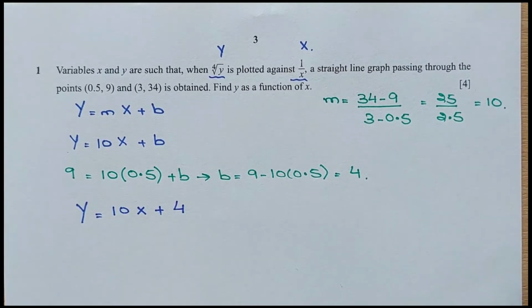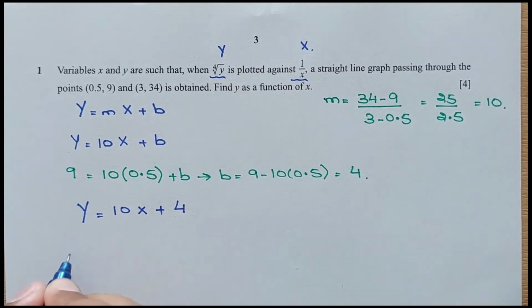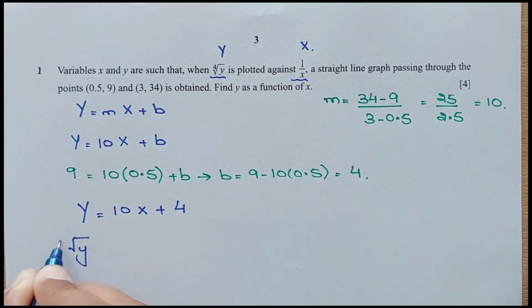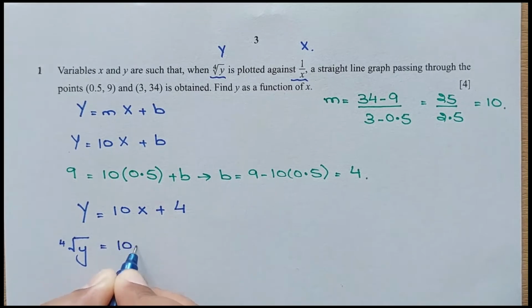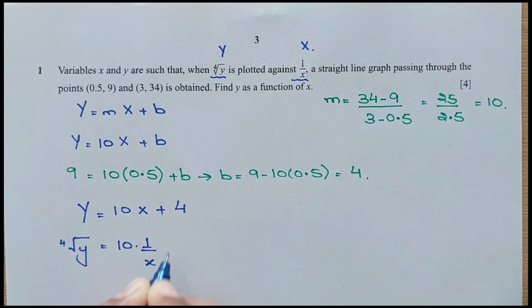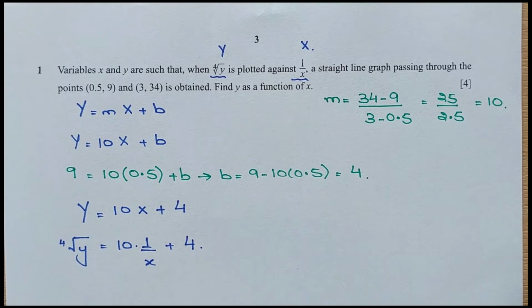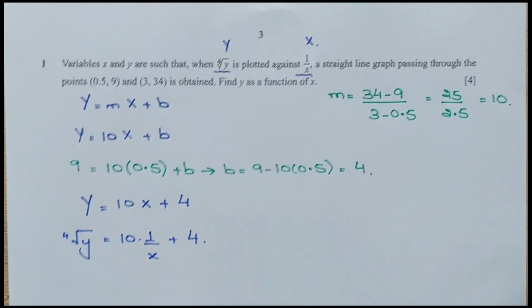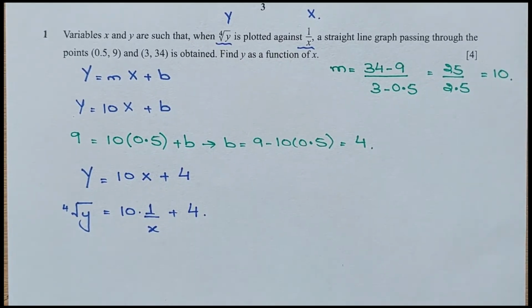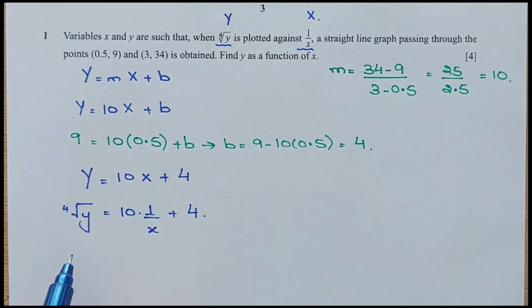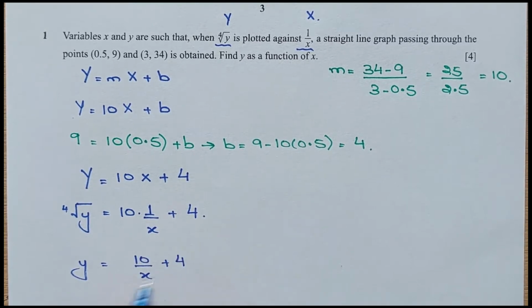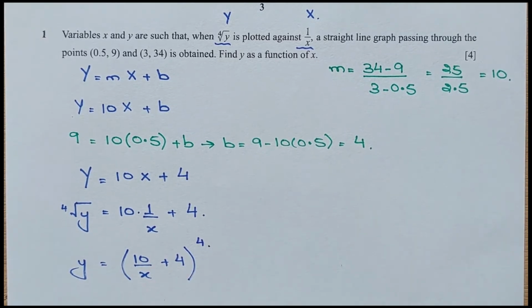Now let me substitute the variables x and y back. So capital Y, the fourth root of y, equals 10 times capital X, which is 1 over x, plus 4. We have to find y as a function of x, but we have the fourth root of y, so y is to the power 1 by 4. Taking power 4 on both sides, y equals (10 by x plus 4) whole power 4. So this is y as a function of x.